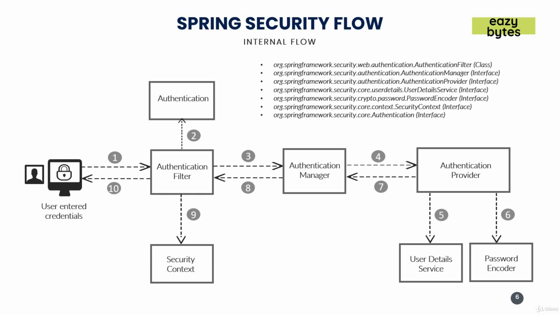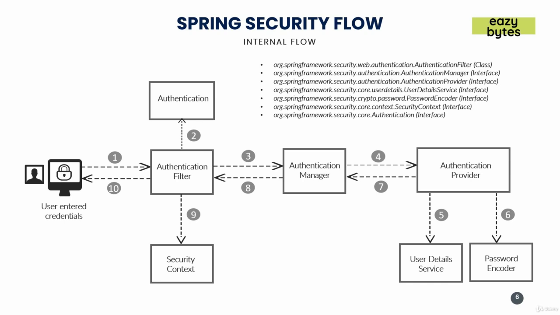Once that authentication object is built, the request will be passed to the authentication manager. The authentication manager is the place where it identifies the corresponding authentication provider that my request has to go to. We may have many ways to validate user credentials: you may use a database, or you may use LDAP, or you may use OAuth. So there can be many possible providers that your system may have. The authentication manager identifies the most appropriate authentication provider to which the request has to be sent.